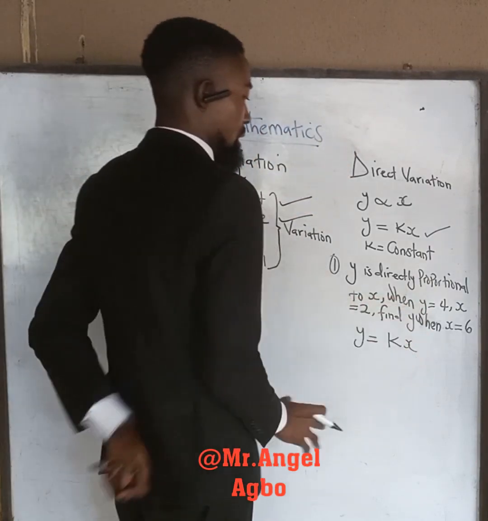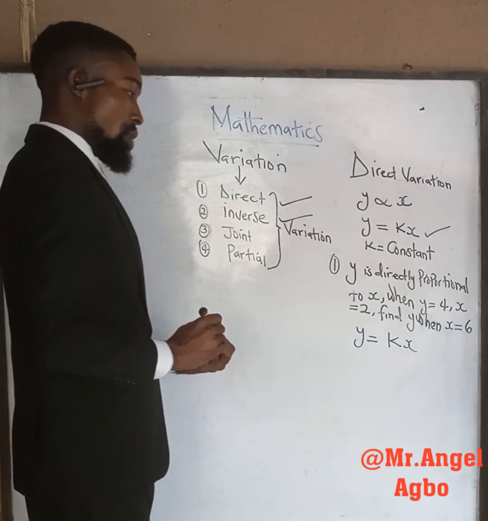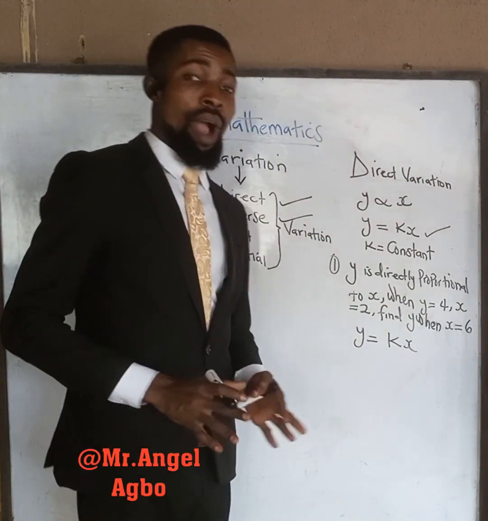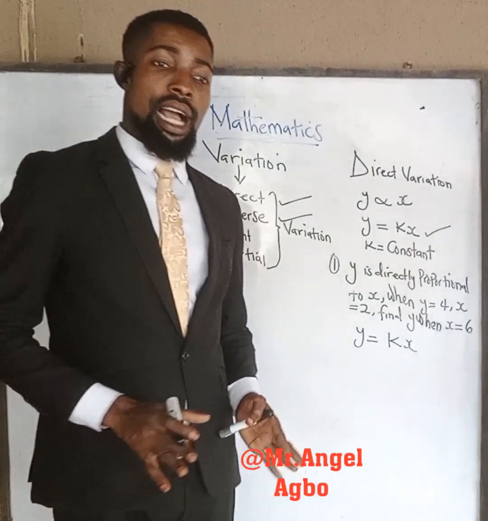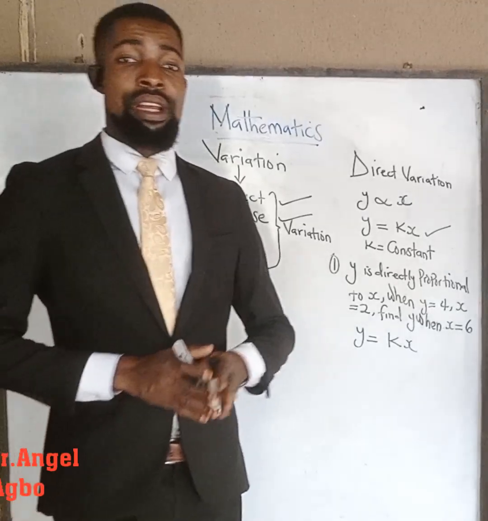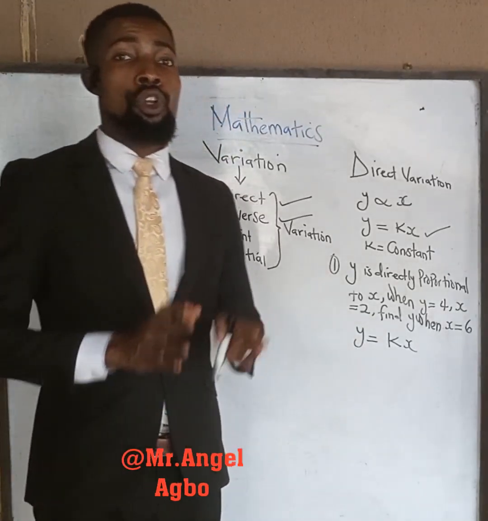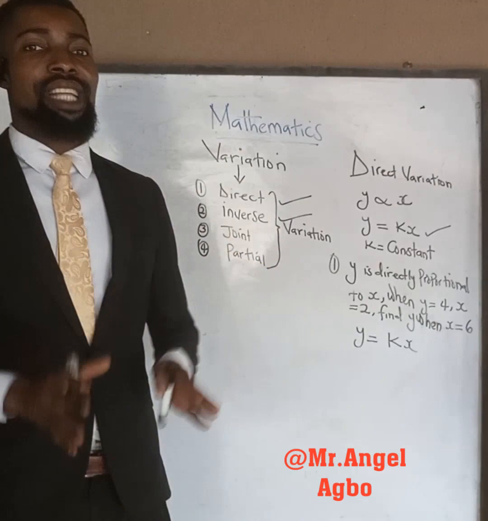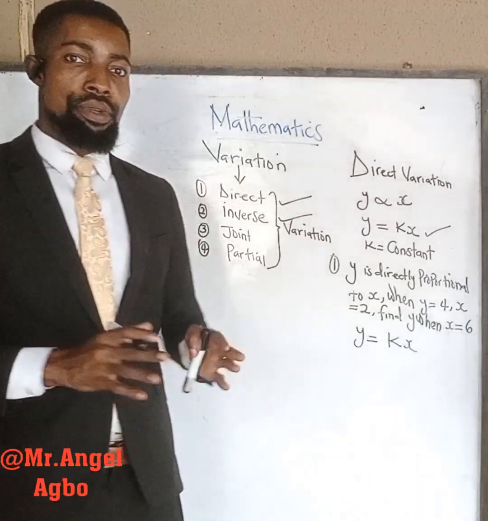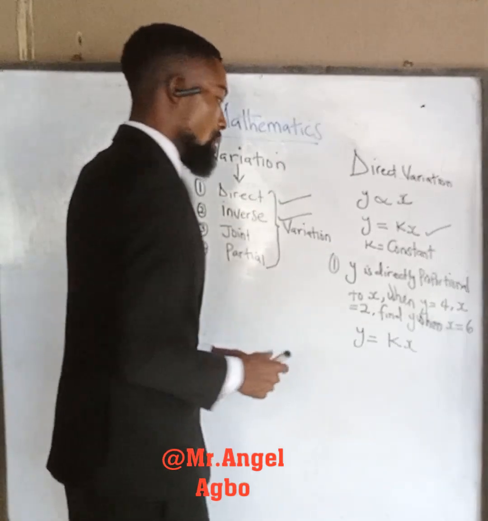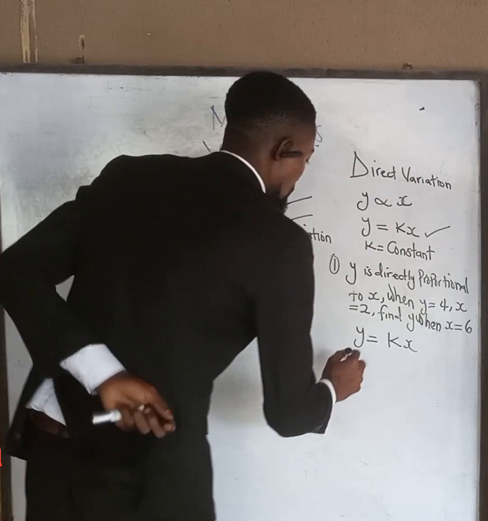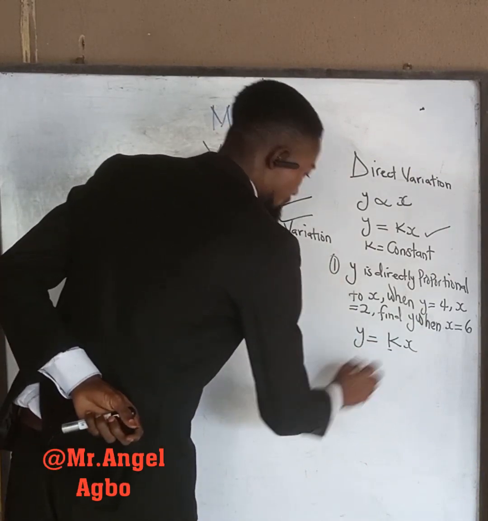There are two phases in this question. In the first phase, the values of x and y are provided, and the constant number, which is k, is not provided. So in the first phase, what you are going to look for is the constant value that forms that relationship between them. So we are going to calculate the value of k.